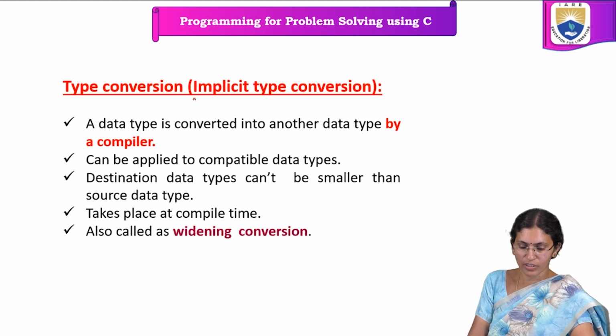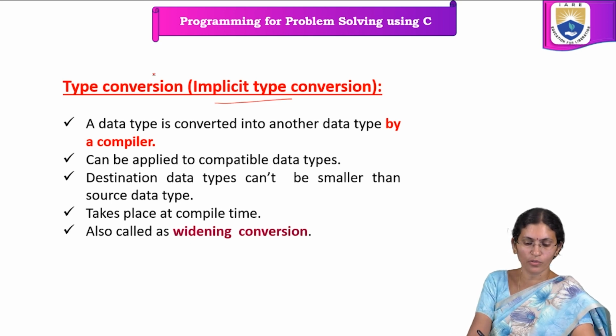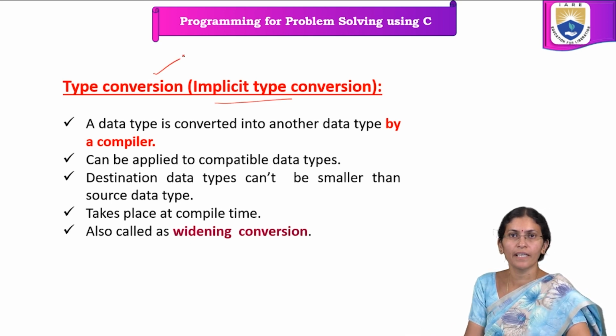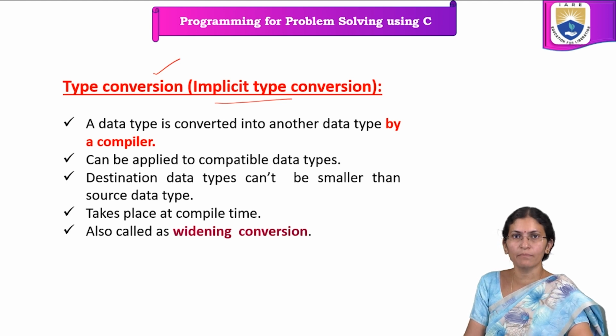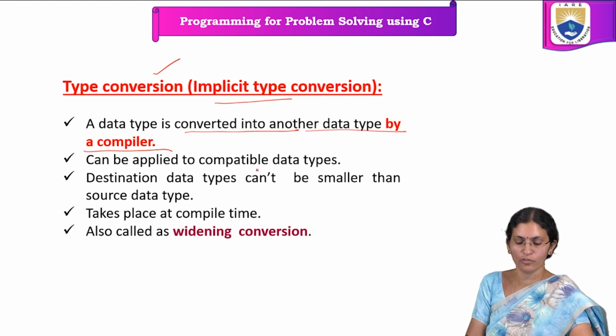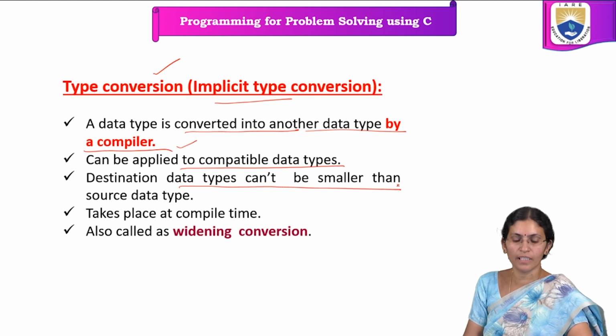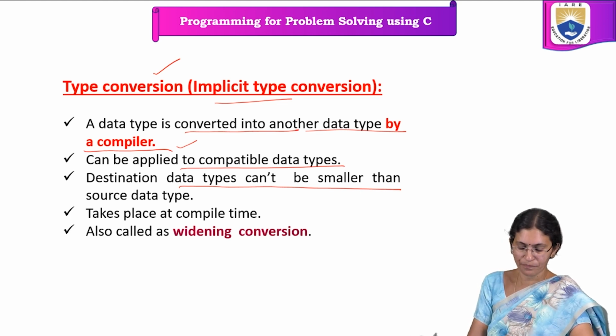Next, type conversion. Let us see the difference between implicit and explicit type conversion. Implicit type conversion is also called type conversion, and explicit type conversion is called type casting. In implicit conversion, a data type is converted into another data type by a compiler. So here the compiler converts the data type. It can be applied to compatible data types. The destination data type can't be smaller than the source data type.